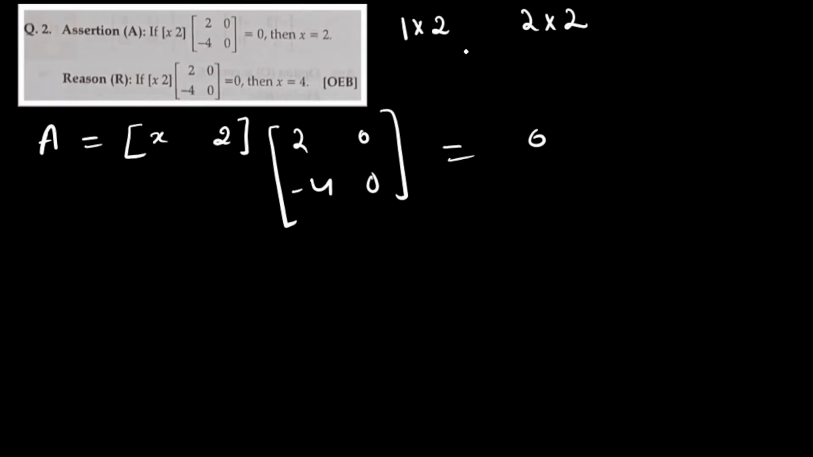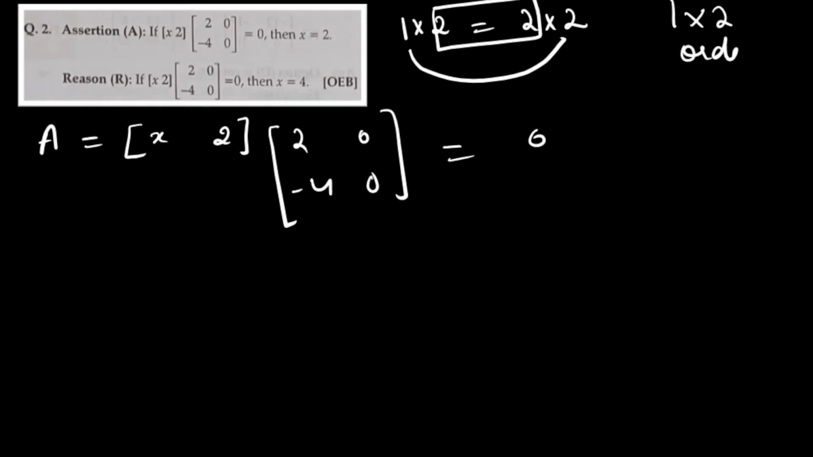Let us find what will be the order of the resultant matrix. If these two inner orders are equal, matrix multiplication is possible. The outer ones give us 1 by 2. So 1 by 2 is the order of the resultant matrix, meaning 1 row and 2 columns. So the null matrix I can write like this also: 0 0.